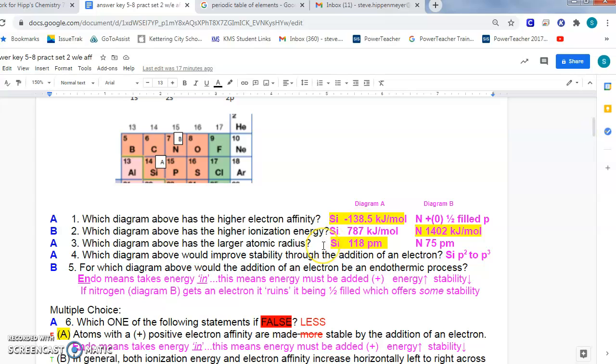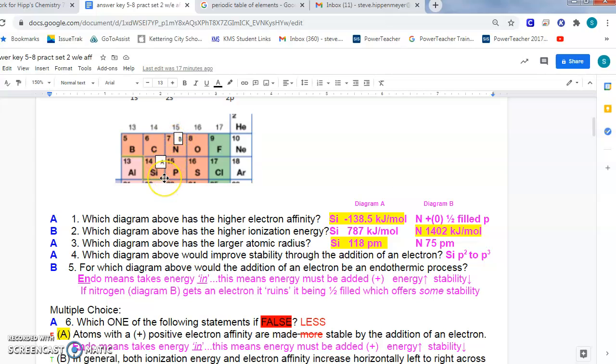Which diagram has a larger radius? Well, we kind of covered that. As we move to the right, they get smaller. Nitrogen's to the right of silicon. Why, as we move to the right, do they get smaller? Because when you move to the right on a given period or row, what you're adding is protons to the nucleus. As you add protons to the nucleus, that means you have more protons pulling on the electrons, which will pull them in more tightly. That's why left to right they get smaller, the increased nuclear charge.